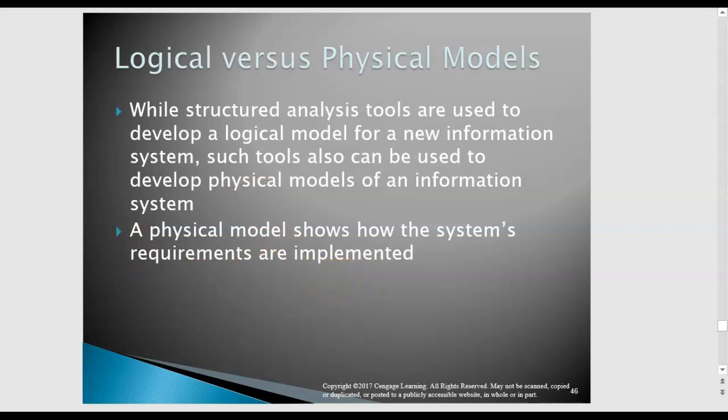Take some time to go through the next couple of slides, which discuss the difference between logical and physical models, and read through the chapter summary so that the same concepts can be reiterated. Make sure that you read all the text and all the resources that have been provided to you so that you get a complete picture of this week's module.